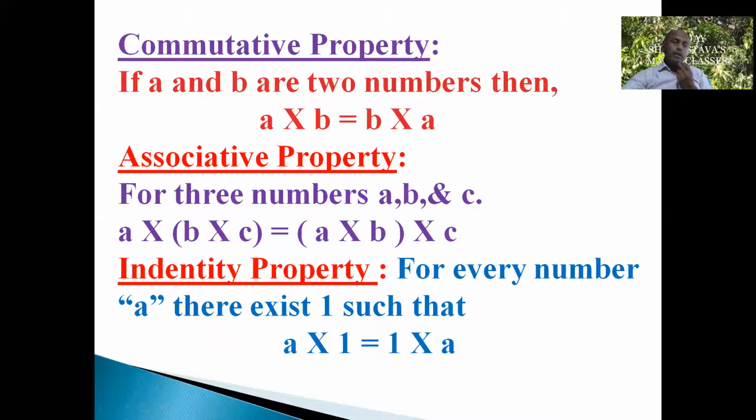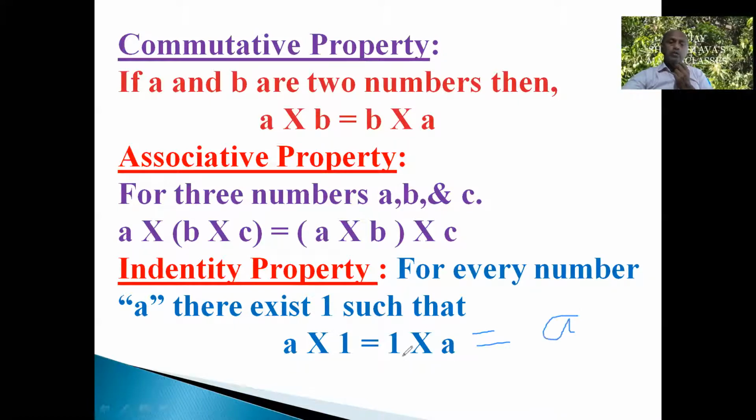Then the commutative property for the multiplication: a into b is always b into a. Same associative property: a into b into c is equal to a into b into c. Identity property for the multiplication: any number multiplied with 1 always gives you the same number, that is a into 1 is equal to 1 into a is equal to a.